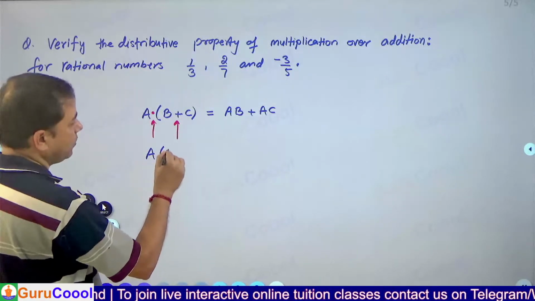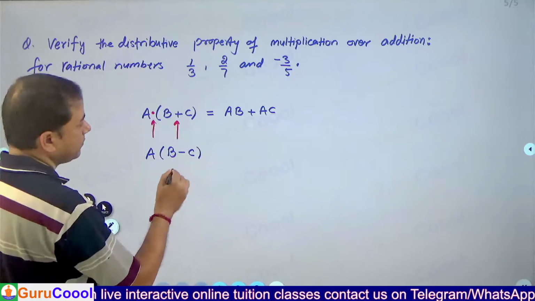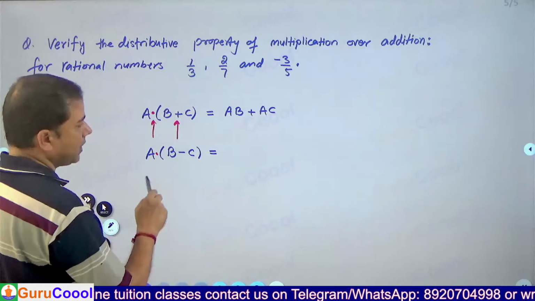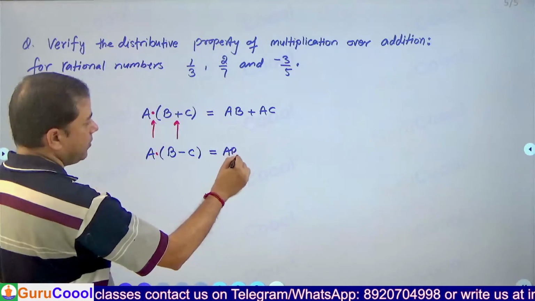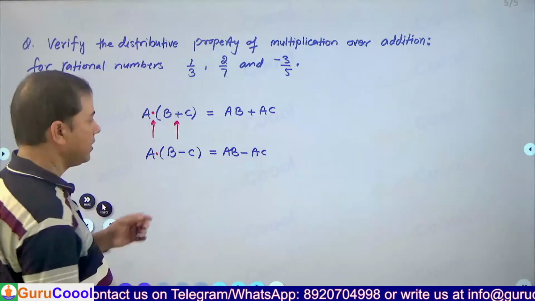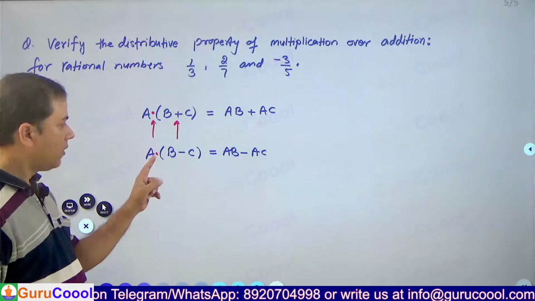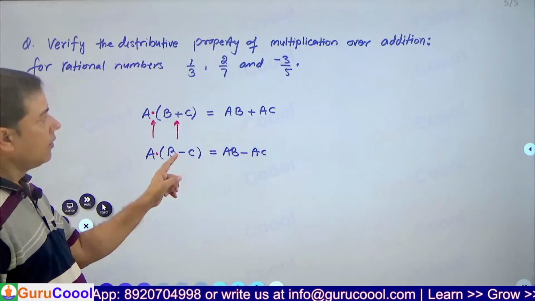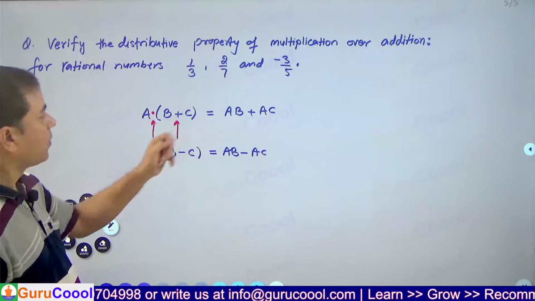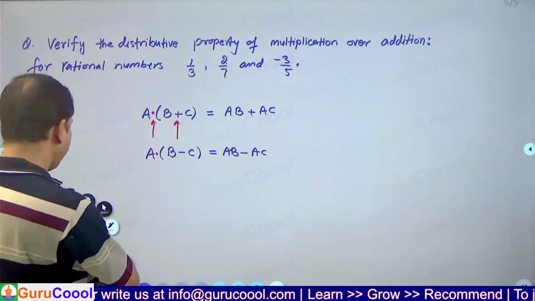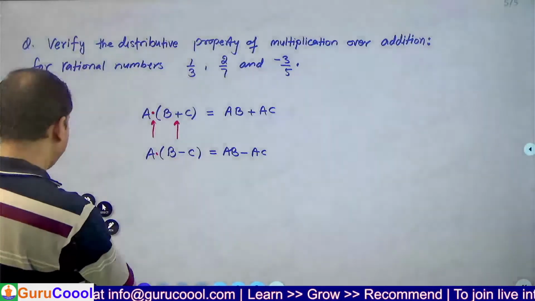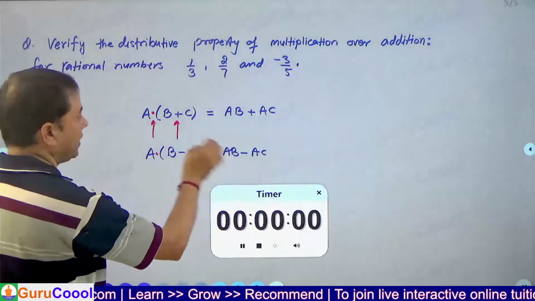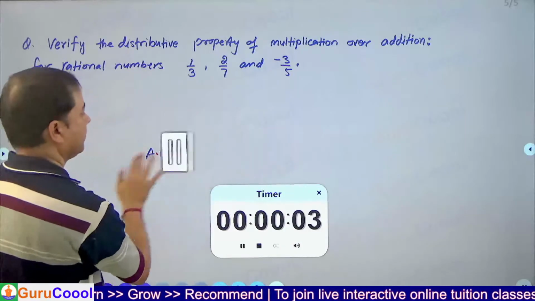Similarly, if you have A into B minus C, here we have multiply sign hidden and it is minus sign. So we write AB minus AC. We call it distributive property of multiplication over subtraction. You have to verify this property, the first one. Okay, sir. Your time starts. Submit within 3 minutes. Okay, sir.